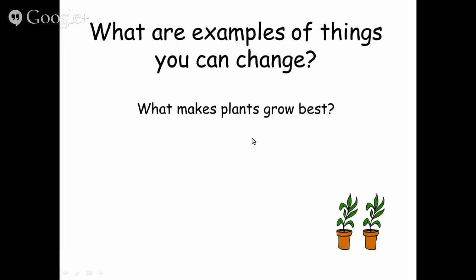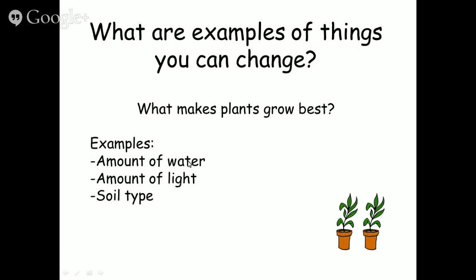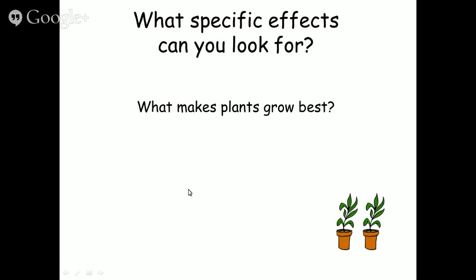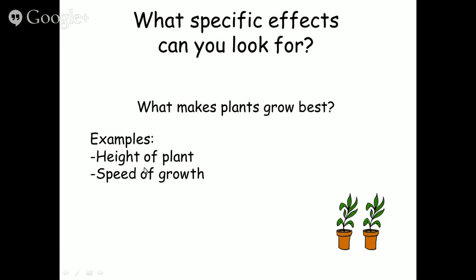What makes plants grow best? Examples: amounts of water, amounts of light, soil type. What makes plants grow best? Examples: height of the plant, speed of the growth. So that is the dependent variable you could measure. You could measure how many days it takes it to grow to 2 feet. You could measure each day the amount of growth it makes in each day.